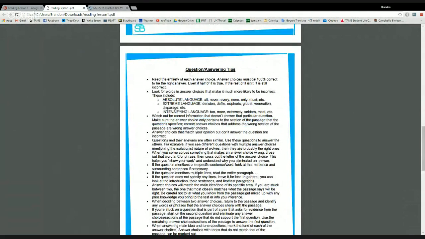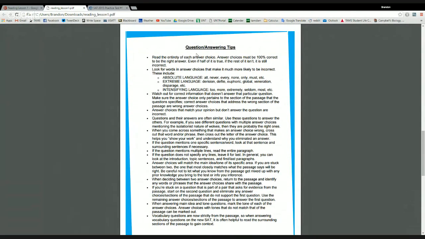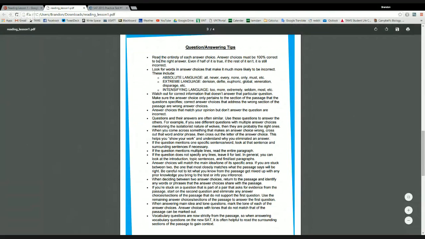So here are some question answering tips. Read the entirety of each answer choice. Answer choices must be 100% correct to be the right answer. So even if half of it's true, if the rest isn't, that means the whole answer is incorrect. Look for words in the answer choices that make it much more likely to be incorrect. Words that are absolutes, extremes, and intensifiers make these answers incorrect. Examples would be the ones listed here. As you can see: maybe, every, two, more, all, these.